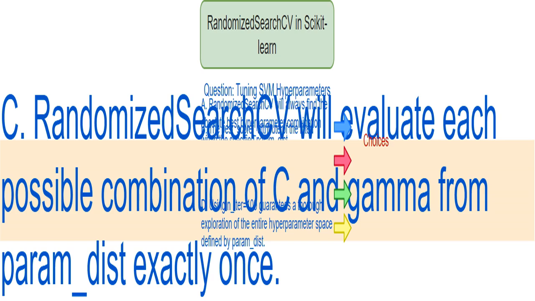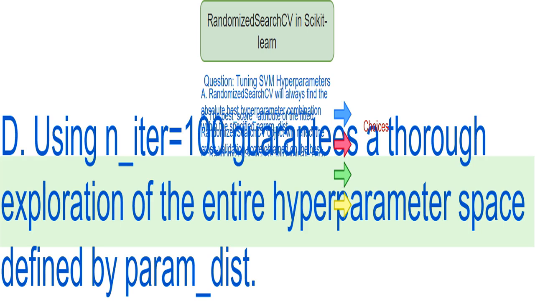This statement tests understanding of "n_iter". "n_iter" defines how many random combinations are tested. Setting "n_iter" to 100 doesn't guarantee a complete search, particularly when the hyperparameter space is large. Only a fraction of the space is explored. Therefore, this statement is false.